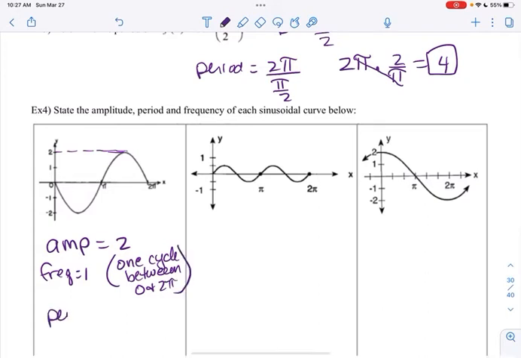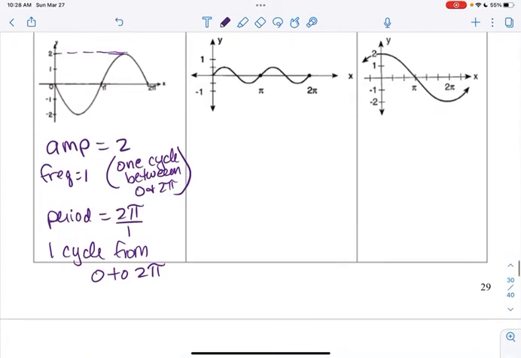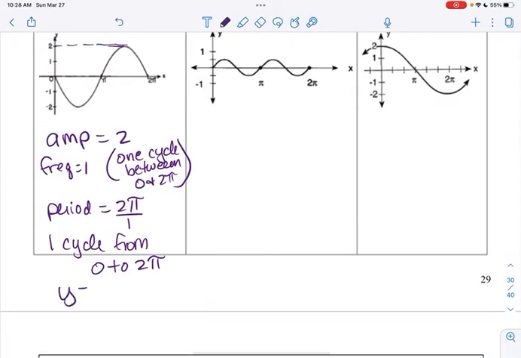My period is 2 pi over b. Well, my frequency was just 1, so my period is just 2 pi. 1 cycle from 0 to 2 pi. So in this particular graph, I stretched it vertically, but not horizontally. So what would this be? This graph would be y equals negative 2 sine of x. I did not change the b, I changed the a value.